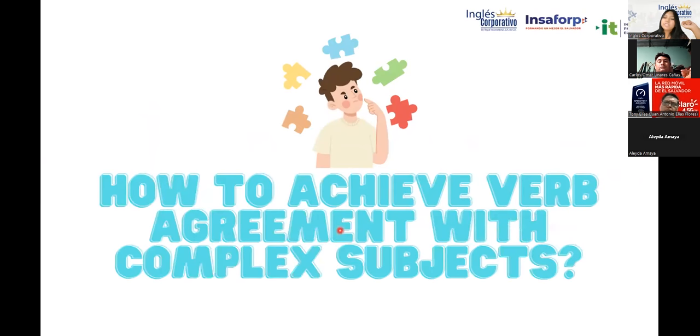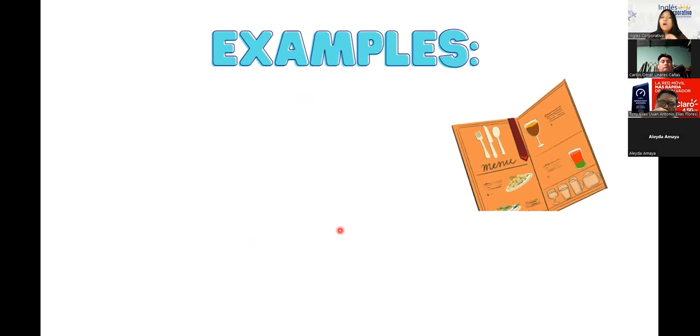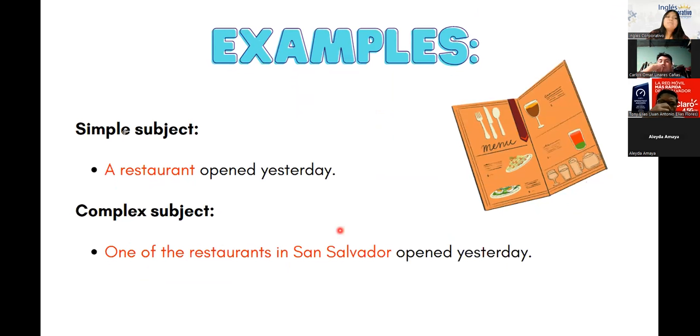So let's see. We are going to start by talking about how to achieve verb agreement with complex subjects. Complex, yeah? The ones that I explained before are easy subjects. She is, he is, it is, you are, we are, subject and verb agreement. Yeah, but the ones that we are going to cover are complex subjects. And we have a simple subject sentence. A restaurant opened yesterday. This one is a simple subject. And this sentence is in past. Really simple. You know how to create those types of sentences.